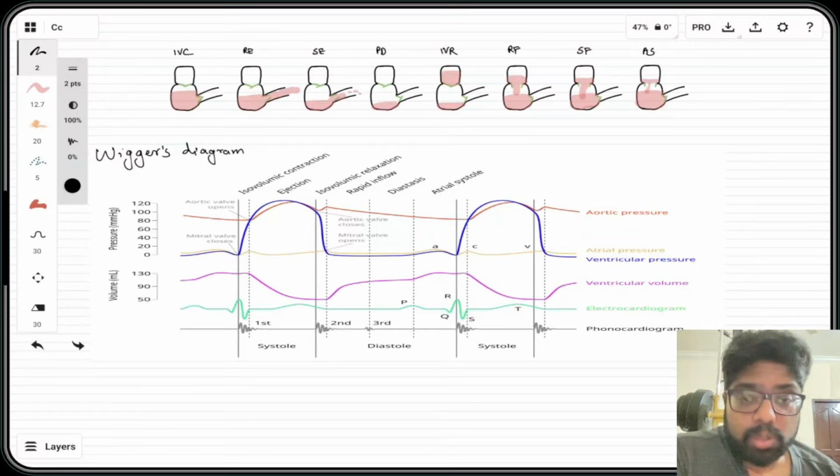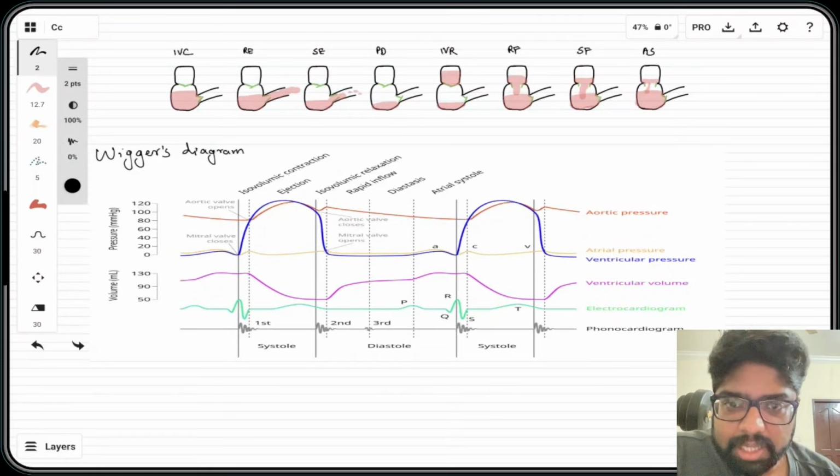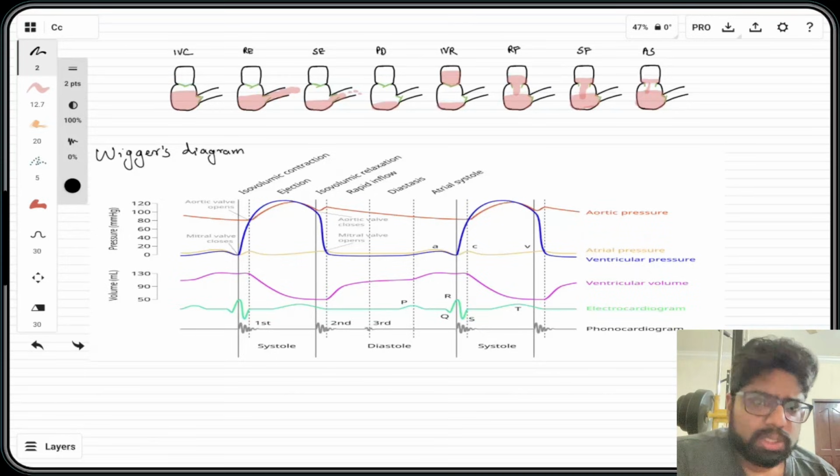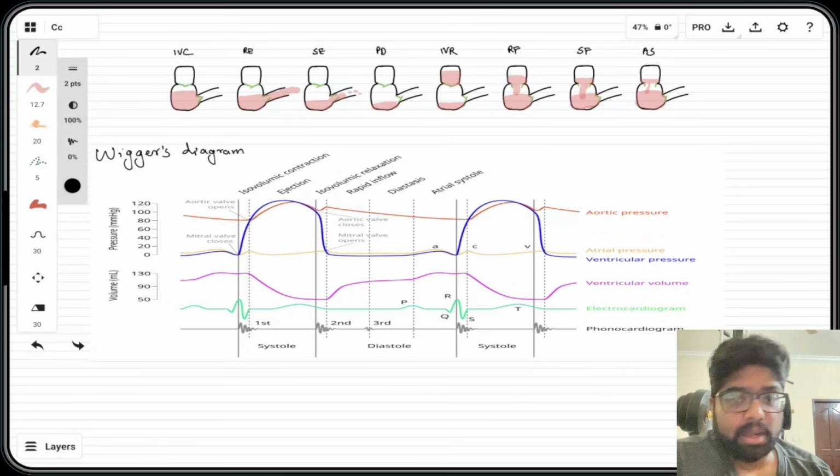Now that we have learned about the different phases of the cardiac cycle, we are going to be looking at ways in which these changes can be plotted as a diagram or a curve. The first among them is something known as a Wiggers diagram, as you can see there. It looks like a pretty complicated graph, but it's actually very simple once you get the hang of it.